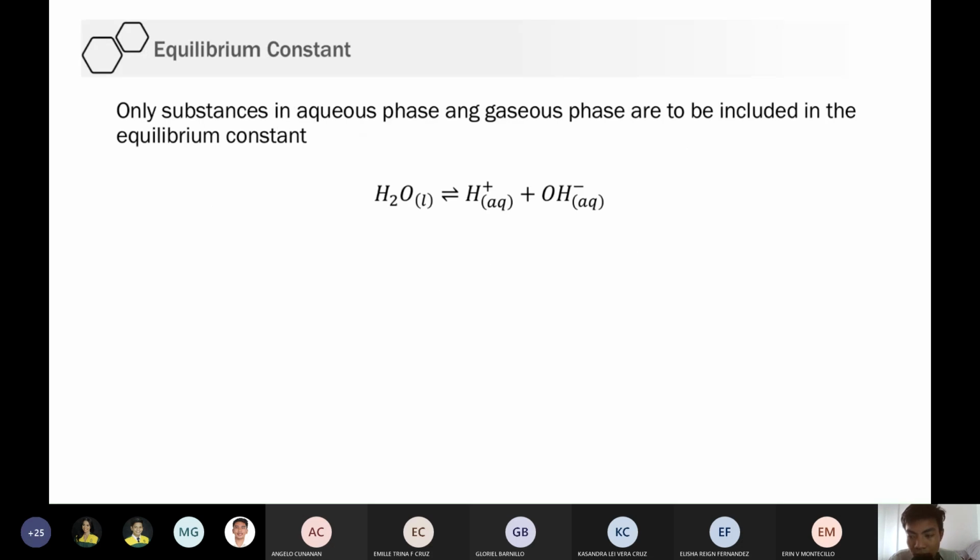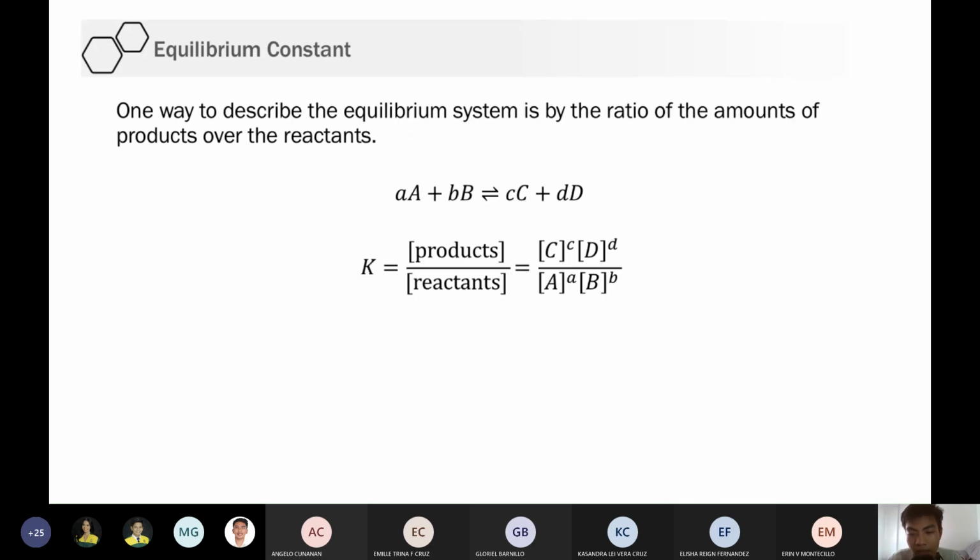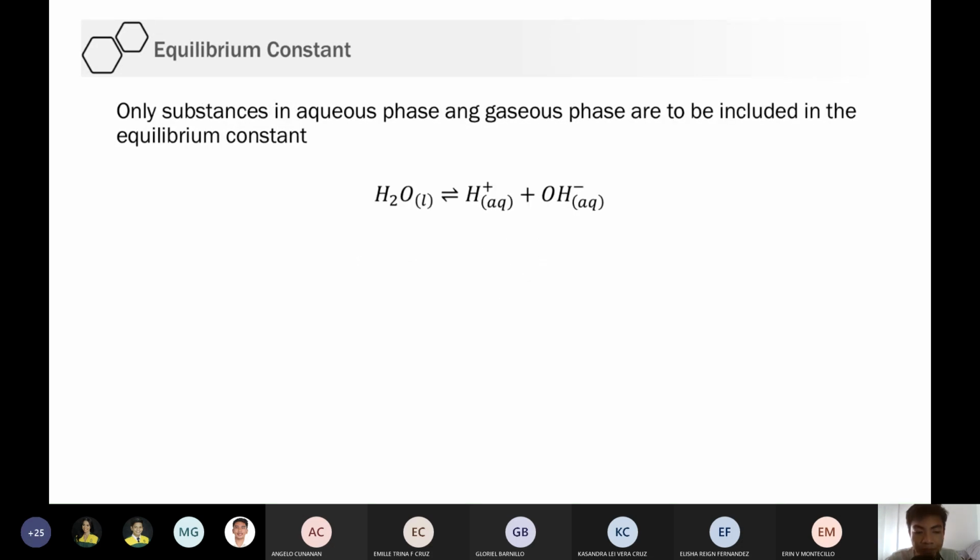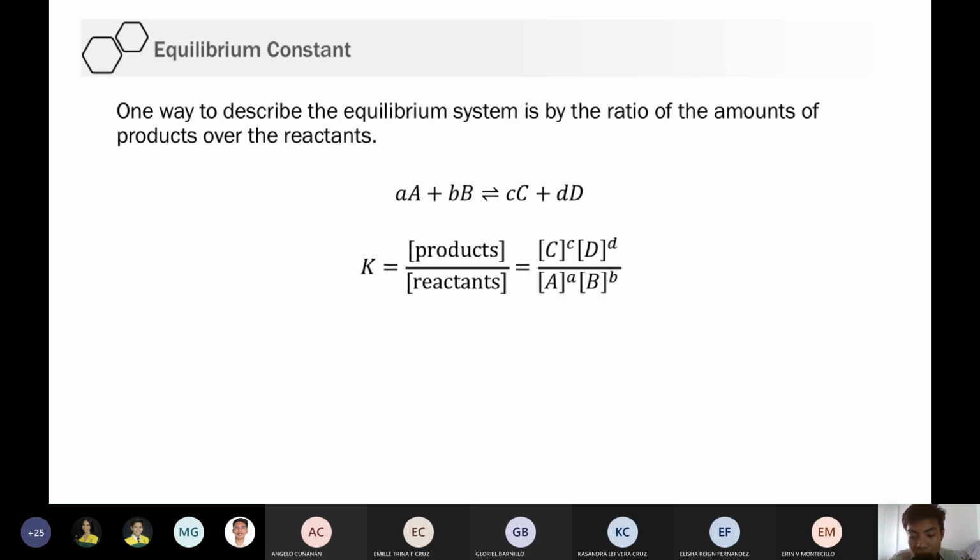So, let's try to work on some examples on writing equilibrium constants. But before we proceed, we have a disclaimer. Suppose we have this equation. We only write the substances in aqueous phase and gaseous phase in the equilibrium constant. That means if you have liquids and solids, you are not going to write them in the K. The reason why will be discussed on the next chapter, in chapter 4. For now, basta solid, basta liquid, don't write it in the equilibrium constant.